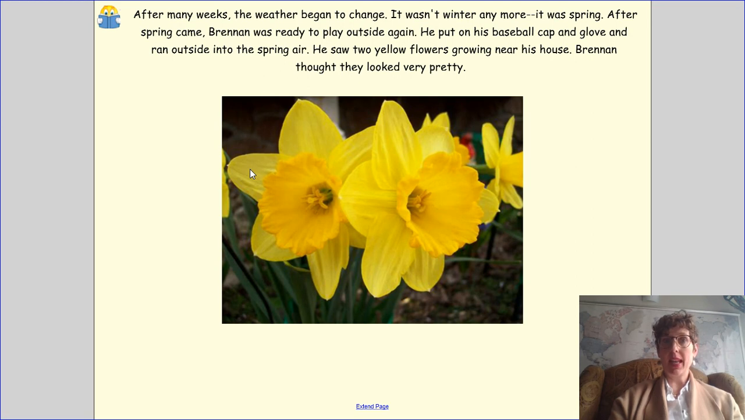After many weeks, the weather began to change. It wasn't winter anymore, it was spring. After spring came, Brennan was ready to play outside again. He put on his baseball cap and glove and ran outside into the spring air. He saw 2 yellow flowers growing near his house. Brennan thought they looked very pretty.